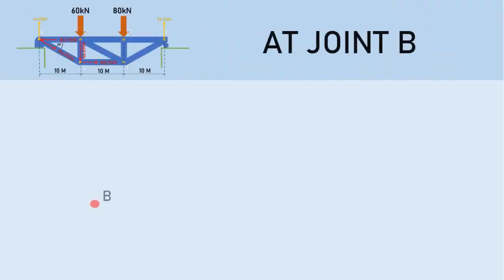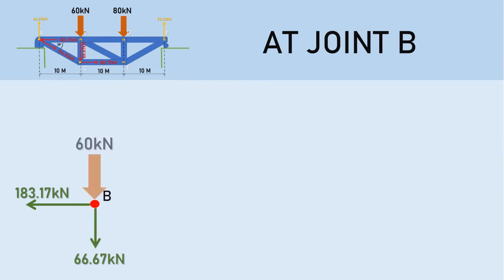Here's the free body diagram. So we now know that force AB, which is 183.17 kilonewton, is in compression. So it is now pushing rather than pulling. And in FBC, we have also a compression force which is 66.67 kilonewton. And we have a load pushing downward with 60 kilonewton force. So now, we will be drawing the unknown forces FBD and FBE. Again, this angle is 20 degrees.